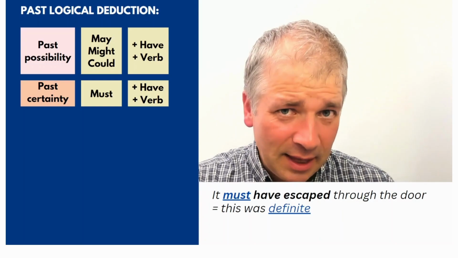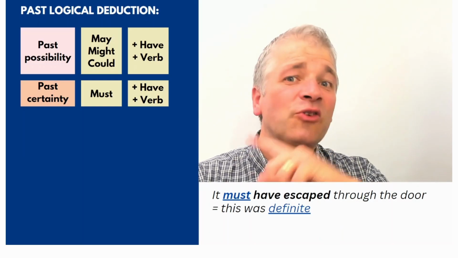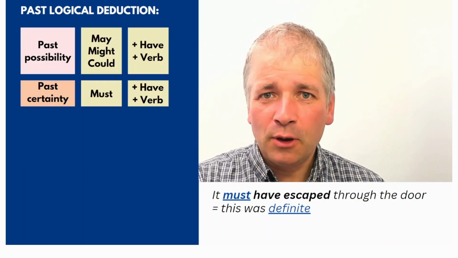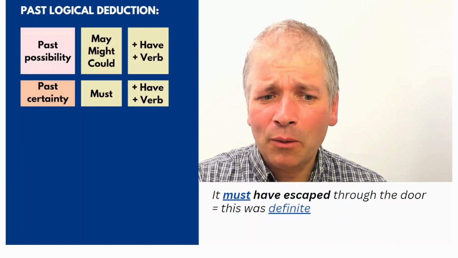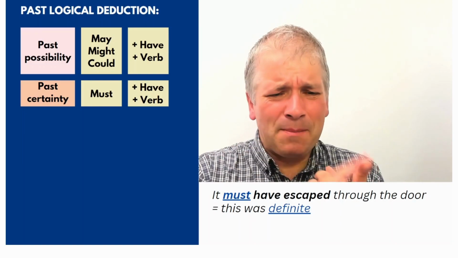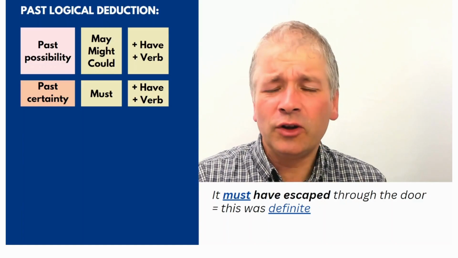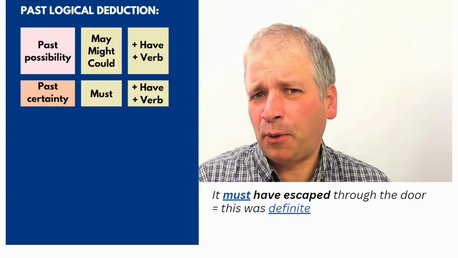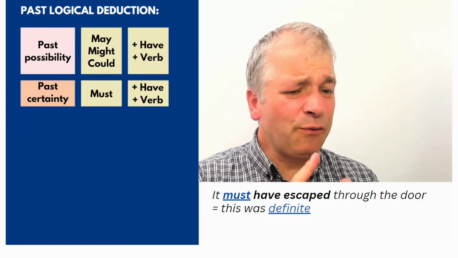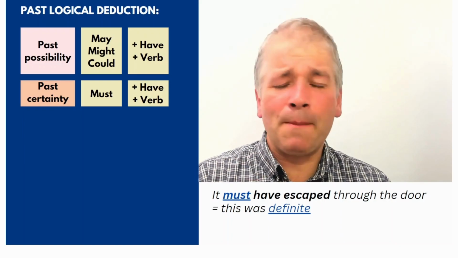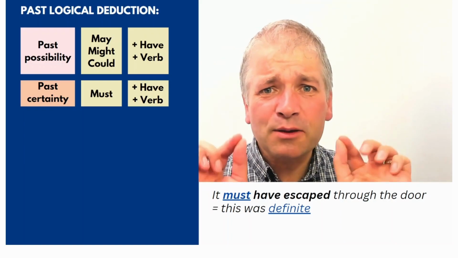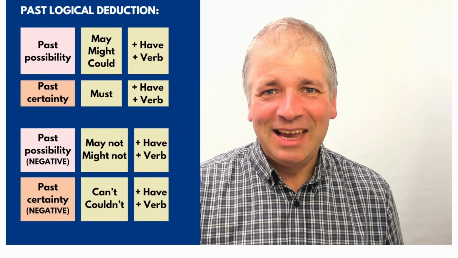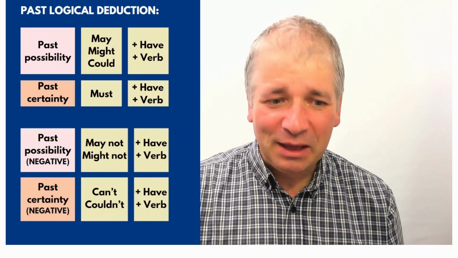The main problems here come when we try to flip to the negative side, because we kind of think, well, if we just make may, might, or could negative, then we'll get past possibility in a negative sense. And if we make must negative, we'll get past certainty. But it does not work like that. Instead, it works like this.